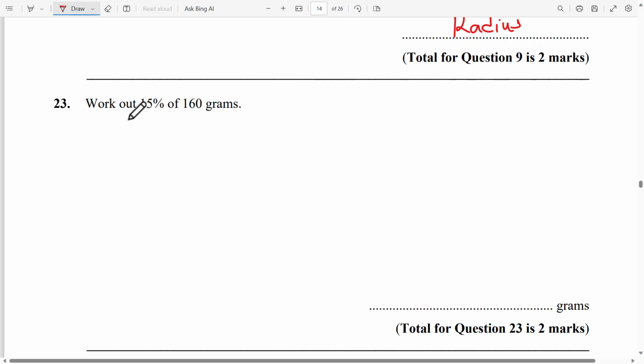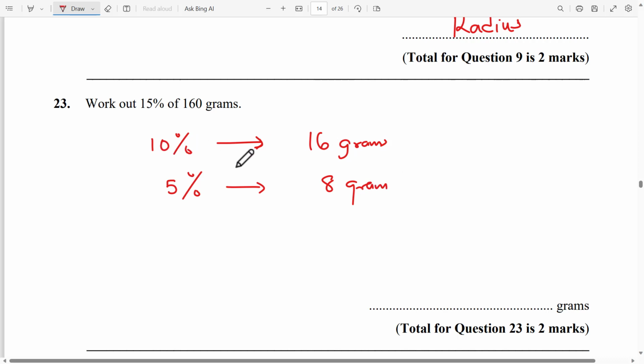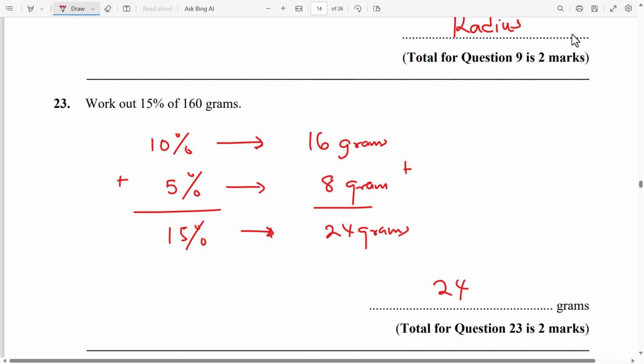So now we're going to work out 15% of 160 grams. Now, I want to look at it this way. 10% of 160 grams is 16 grams. And then, of course, we'll do 5%. That's half, okay? That's going to be 8 grams. If you add 10 and 5, that's 15%. So for 15%, you look at 16 plus 8, that's 24 grams. So the answer is 24 grams.